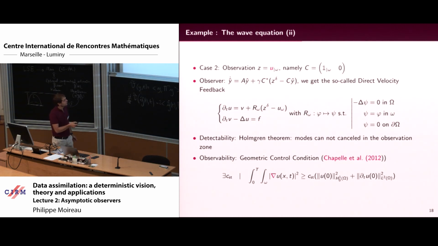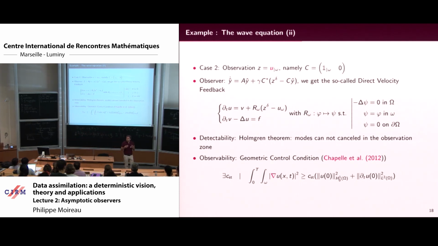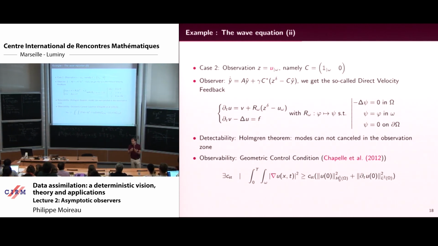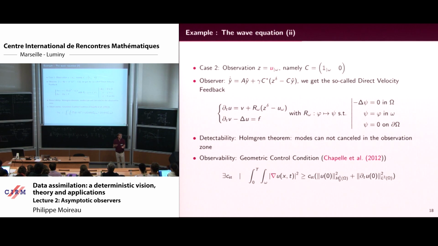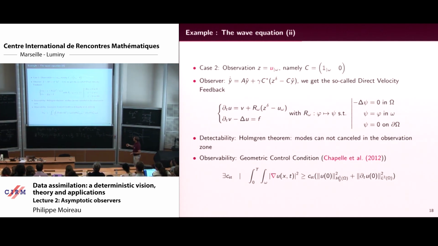When you use that, you can prove that you have the same type of results, and we prove that it's related to a slightly different observability condition, where here you have the gradient of u. Basically, you have an energy equivalence in the wave equation saying that the gradient of u contains pretty much the same type of information as dt of u. So you prove that under the same geometric control condition, you will have these results.